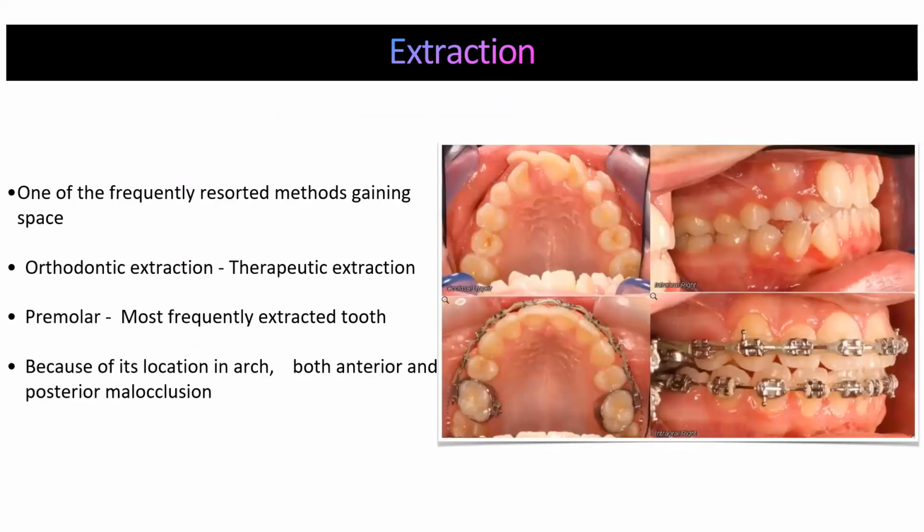So this is one of the most frequently resorted methods of gaining space. Orthodontic extraction is also known as therapeutic extraction. Premolars are the most frequently extracted, either first premolar or second premolar, because of their location in the arch, because both anterior and posterior malalignment can be corrected with removal of either of these two teeth, either first premolar or second premolar.